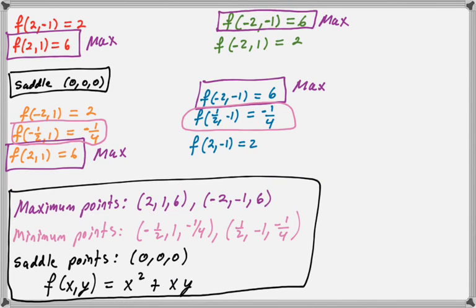Alrighty, well that concludes this video. So two videos for section 4.7. I think 4.8 is going to be the Lagrange multipliers. I think we're going to have three videos for that. So we'll see you next time.